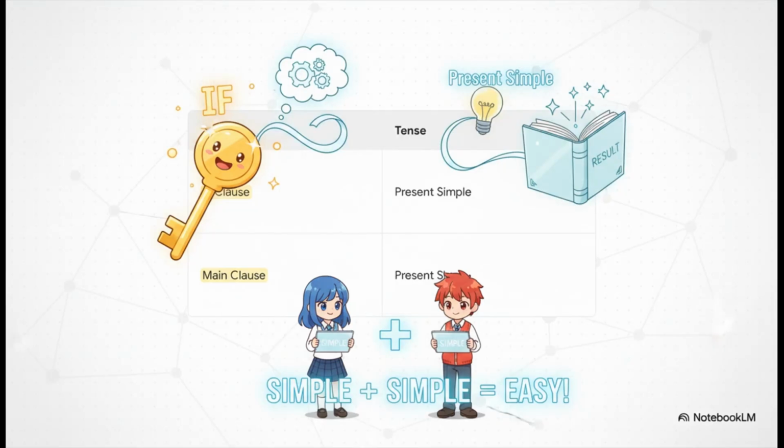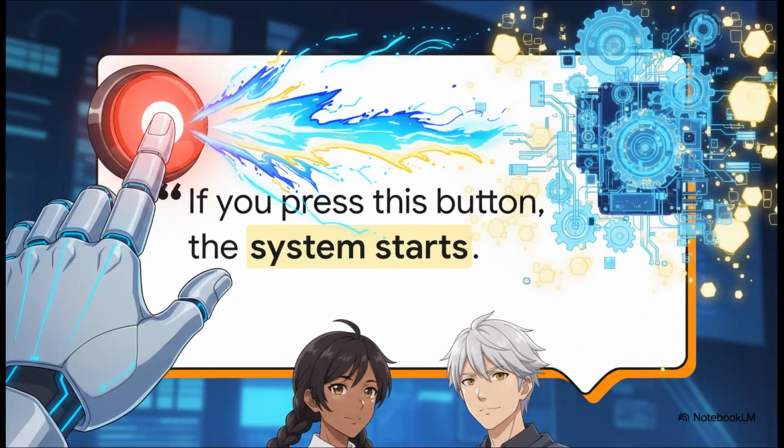And check out how beautifully simple the grammar is. The if part uses the present simple tense, and then the main part, the result, also uses the present simple. Simple plus simple. It really doesn't get much more straightforward than that, does it? This is a perfect example of how it works for systems. If you press this button, the system starts. See? This isn't a guess about the future. It's just a statement of fact. It's a rule of how the system works, every single time.